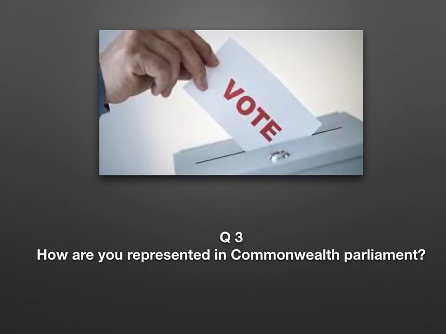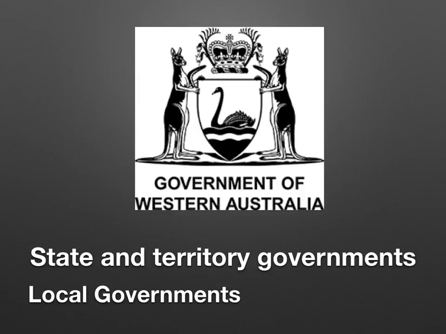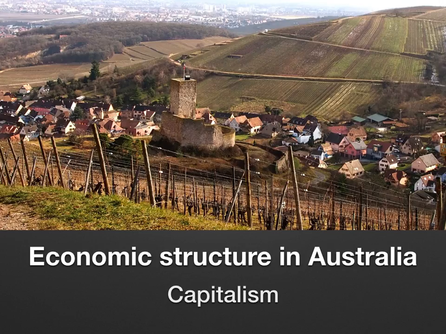A lot of representation. We also have 2 other tiers of government. So we have the Commonwealth government and then state and territory governments, and then we have local governments or shires as well. So we have these 3 tiers.